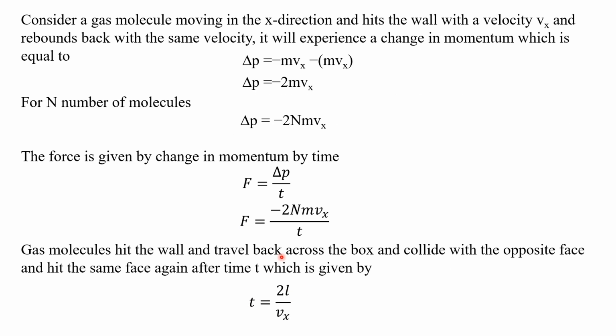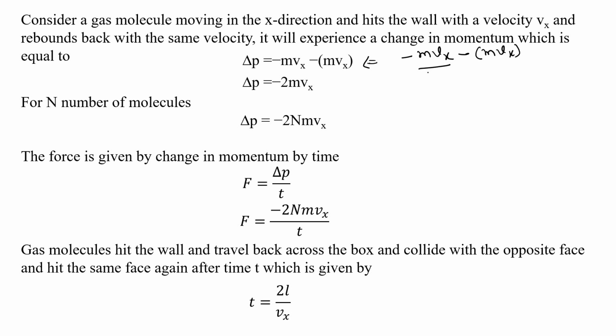So, P is F by A, where A is the area of the container. Consider a gas molecule moving in the x direction that hits the wall with a velocity Vx and rebounds back with the same velocity. It will experience a change in momentum, delta P, equal to minus mVx minus mVx, so you get minus 2mVx. Delta P is the change in momentum: the final momentum is minus mVx minus the initial momentum mVx.